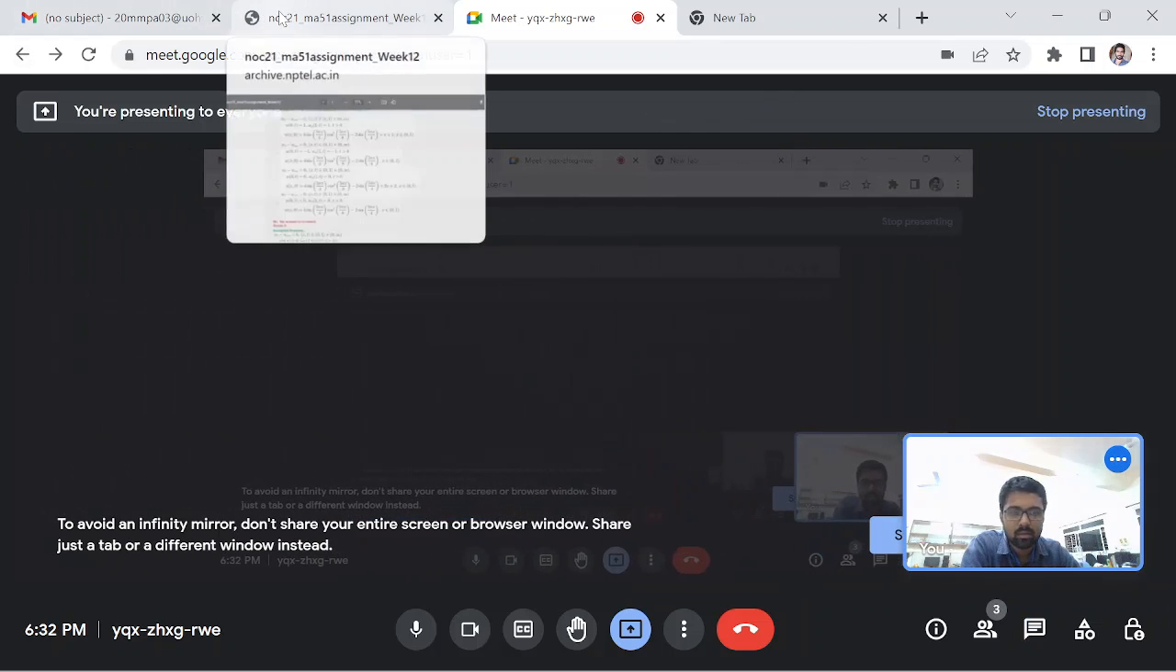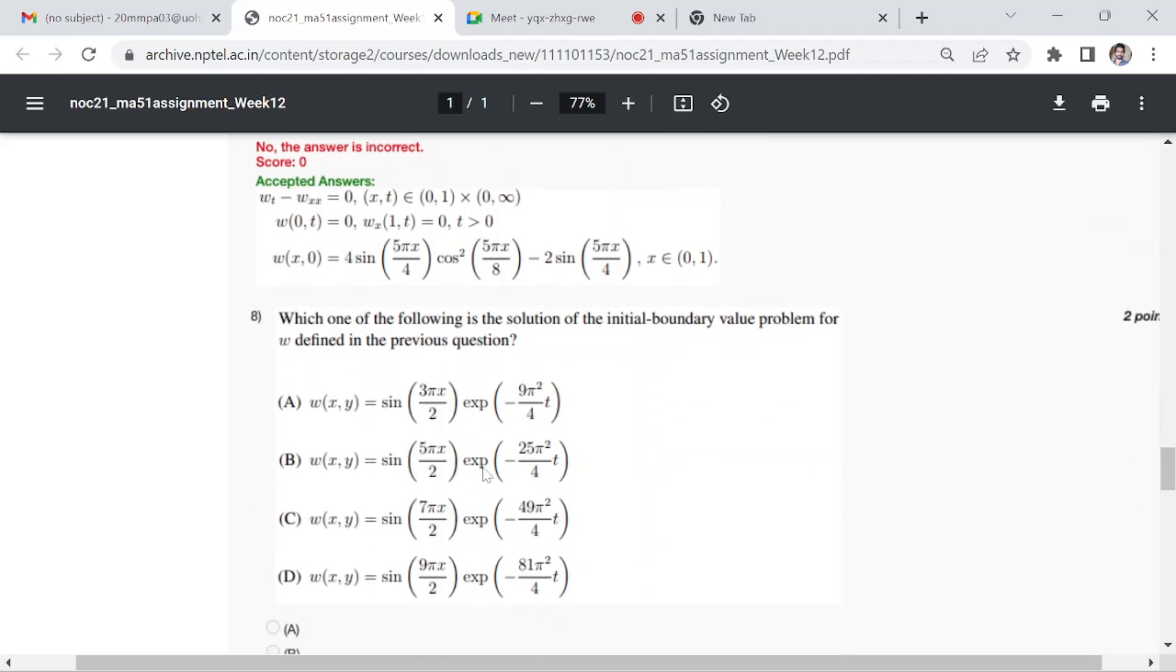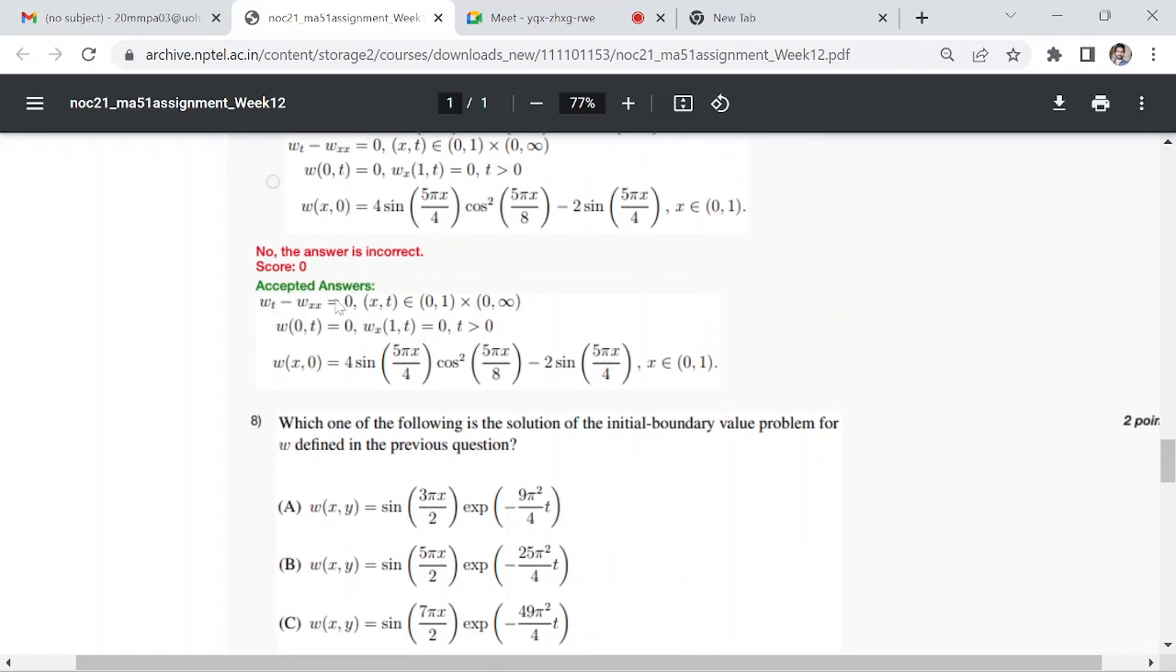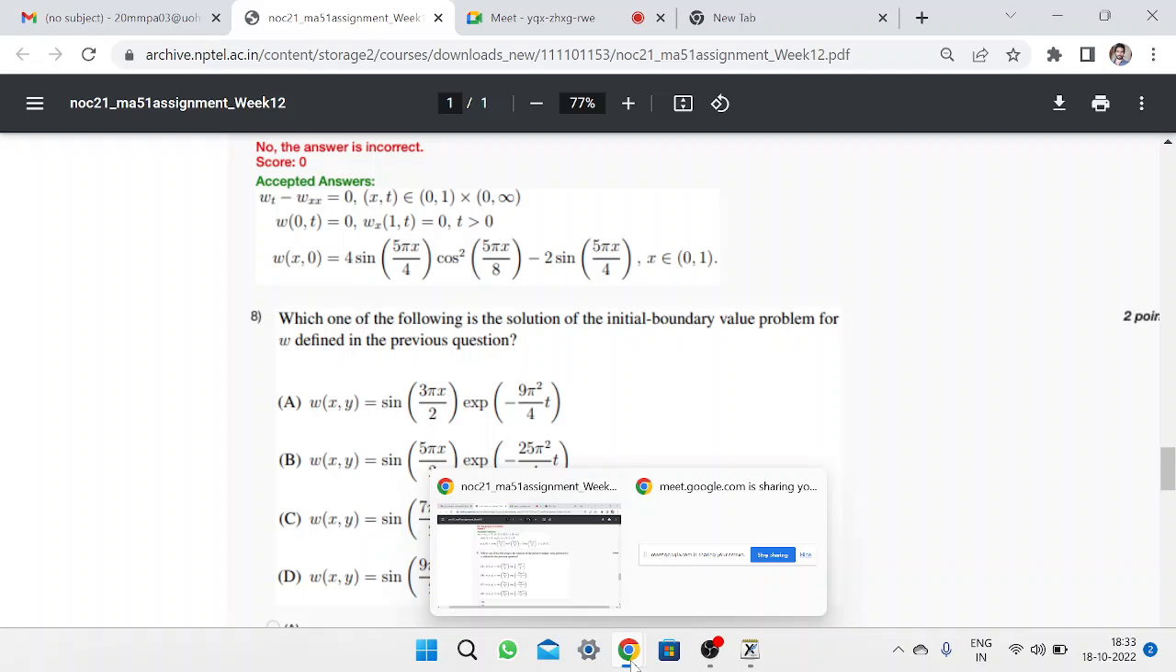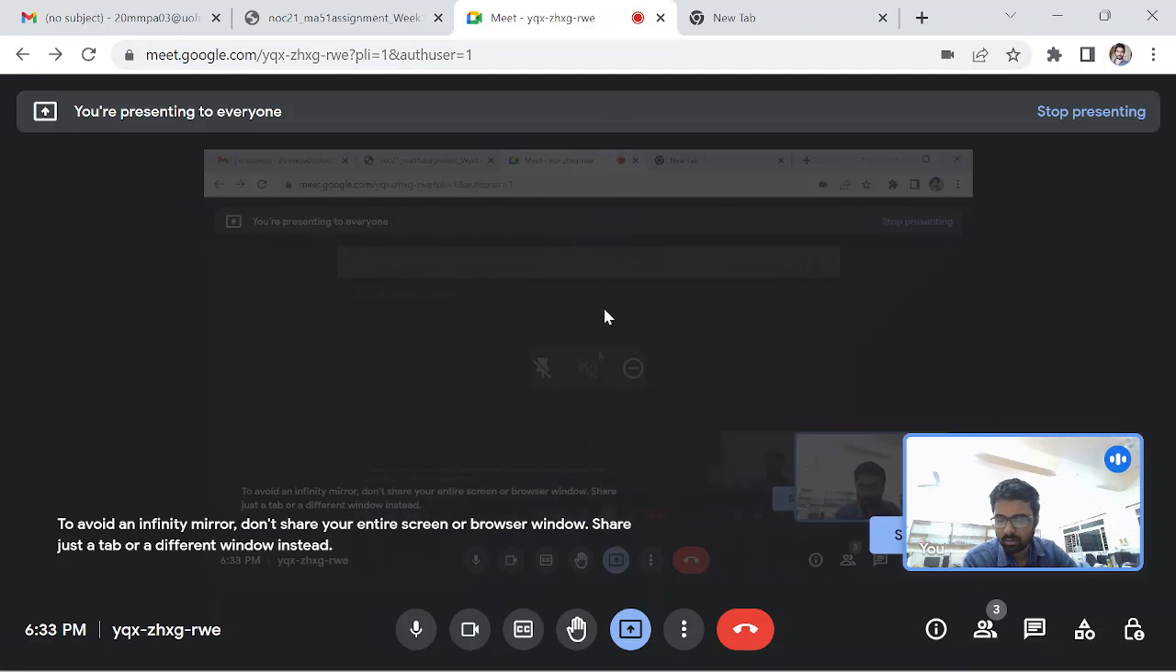Okay, fine. So the next question is question number 8, which is: which one of the following is the solution of the initial boundary value problem for W defined in the previous question. That is here, this is the answer. Here W satisfies this heat equation, W_t minus W_xx equal to 0, and you have to find the solution for W. So you have to use the method of separation of variables. You know how to deal with this, or I will directly write the solution then.